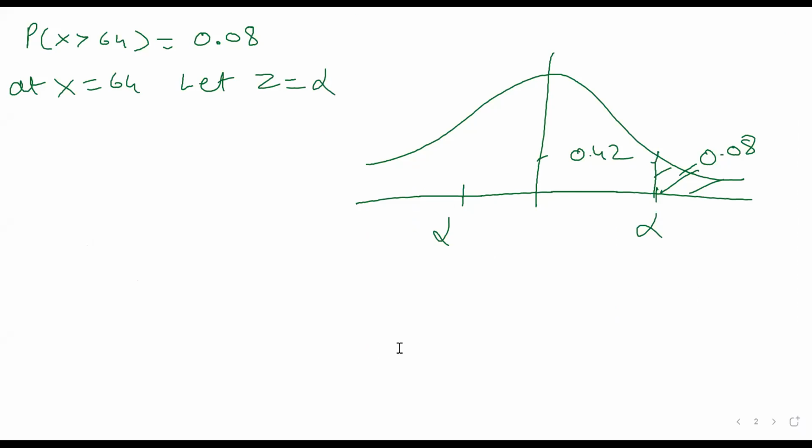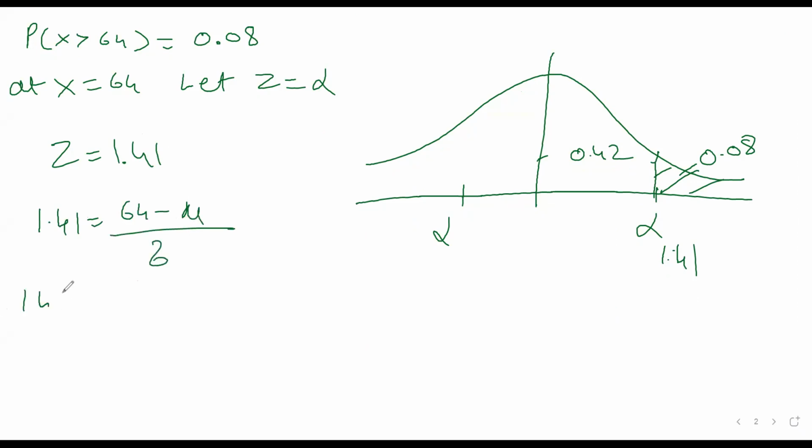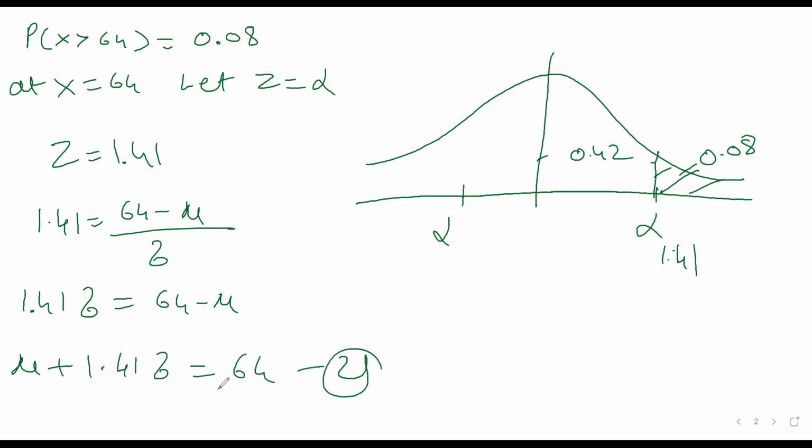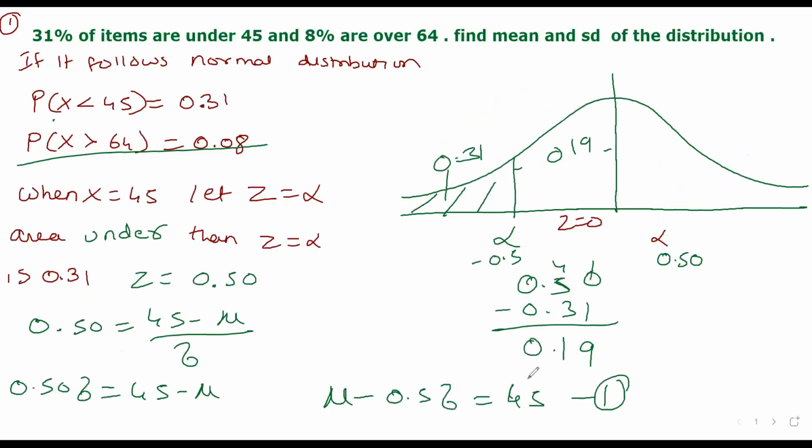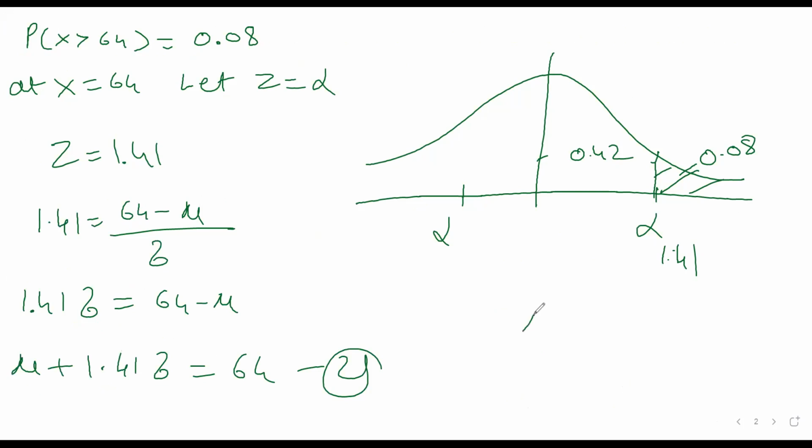Yes, 1 point. So this has to be 1.41. So z is 1.41. So 1.41 is equal to (64 minus mu) upon standard deviation. 1.41 standard deviation is 64 minus mu. Mu plus 1.41 standard deviation is 64. This is equation 2. Now we can solve these two equations simultaneously.